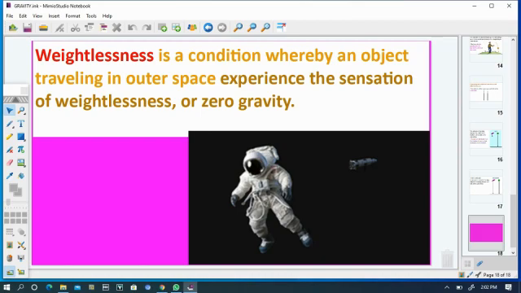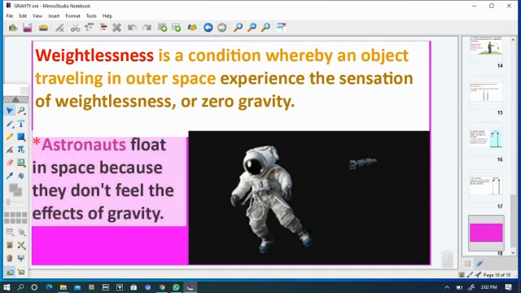Because astronauts don't feel the effect of gravity, that's why they float in space. If you can recall, space is just a point or a place beyond the Earth's atmosphere where there is little effect of the gravitational pull of the Earth. And that's why objects in space always float.